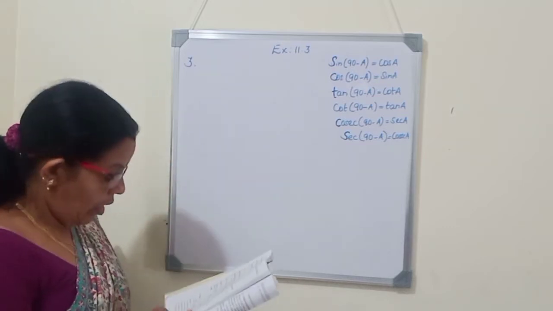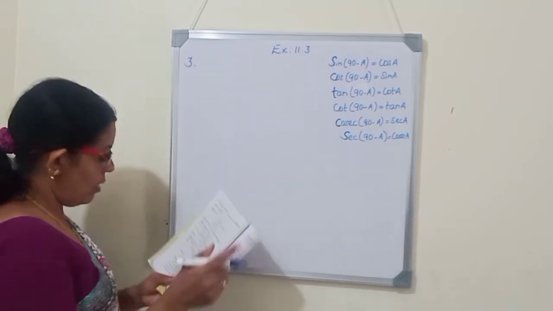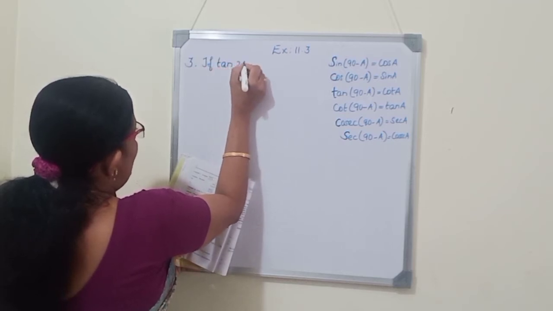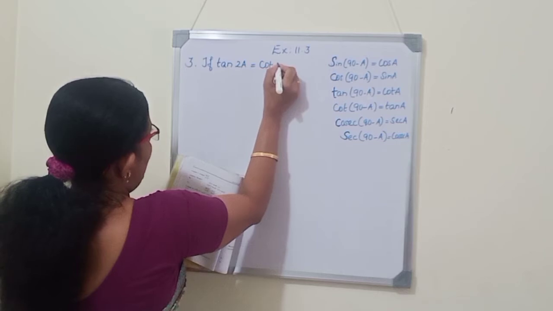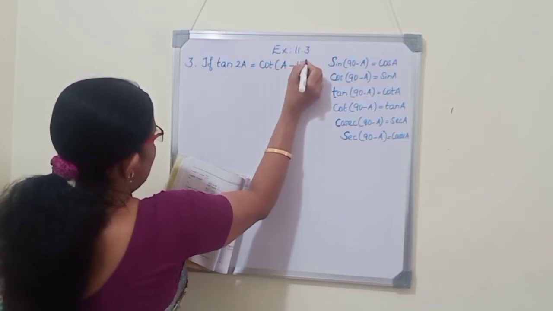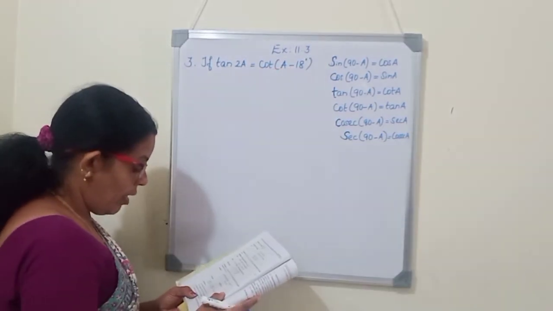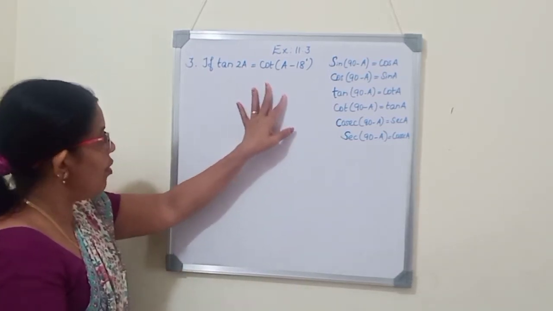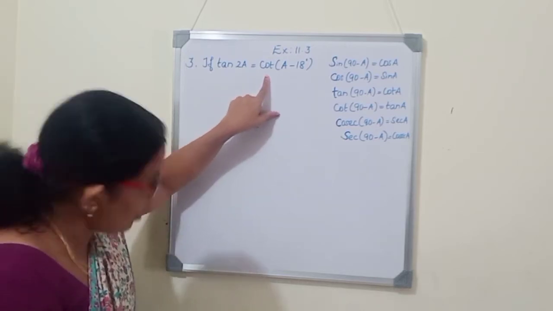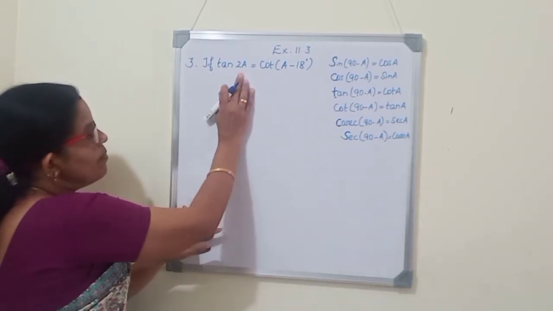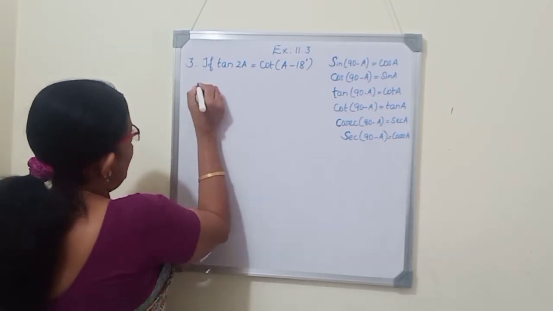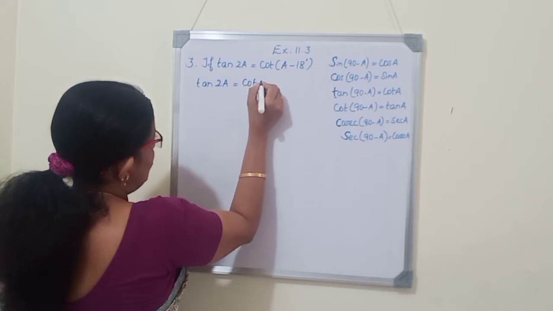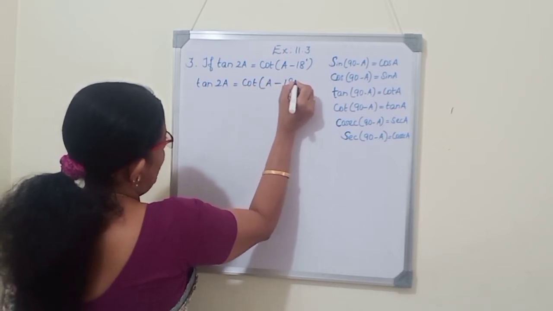Third question. If tan 2A equals cot A minus 18, where 2A is an acute angle, find the value of A. So here we should find the value of A, and 2A is an acute angle they told us, so that is less than 90 degree. So we will write as it is, tan 2A is equal to cot A minus 18. This we will write as it is.